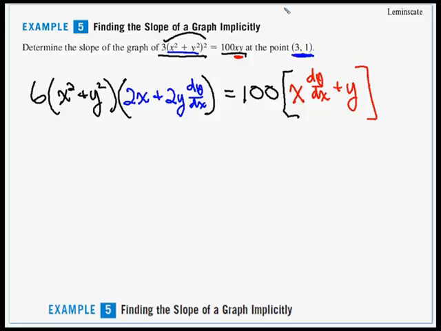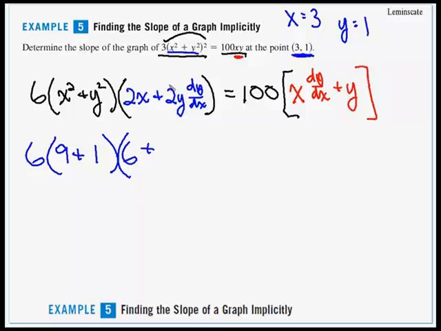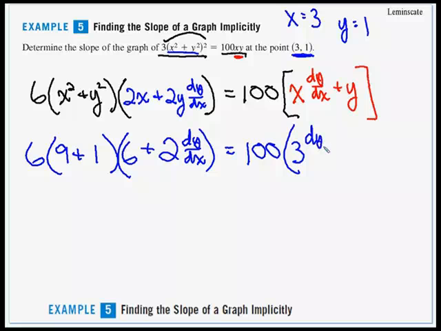We're going to plug in our given point. We're going to plug in x is 3, y is 1. So 6 times the quantity: x is 3, so x squared is going to be 9, plus y is 1, 1 squared is 1. Times, here is 2x, x is 3, so 2 times 3 is 6, plus 2 times y. y is 1, so 2 times y is 2. And then we have dy/dx. That's still our variable that we're solving for. And that is equal to 100 times, x again is 3, dy/dx, plus y is equal to 1.